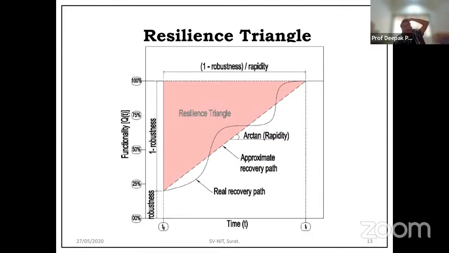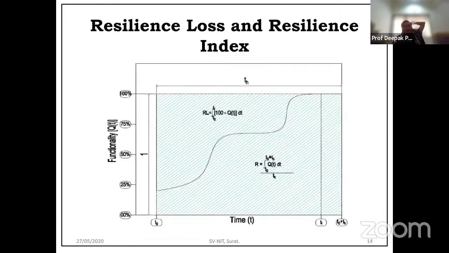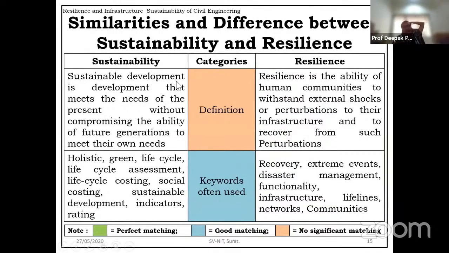Actually, what's your resilience strategy? You have to decide what should be there, and you should try to minimize this colored area, the resilience triangle. That means you are adding more resilience to the infrastructure, meaning you are increasing the robustness and taking care of the debris. So the 11 aspects we have discussed would be covered here. Let me take, I think 2-3 minutes are left.